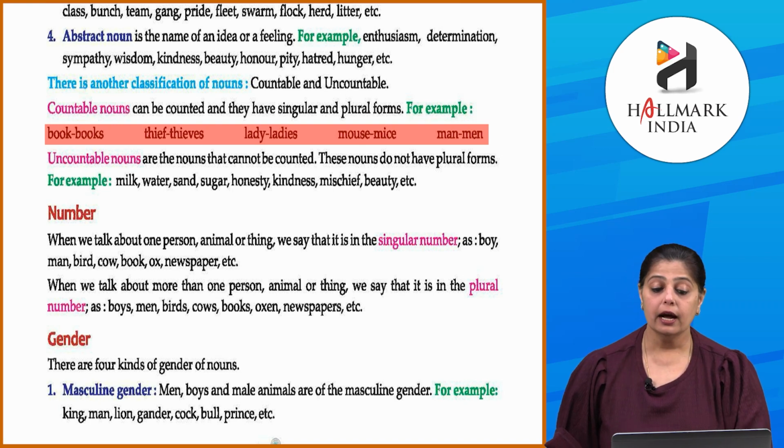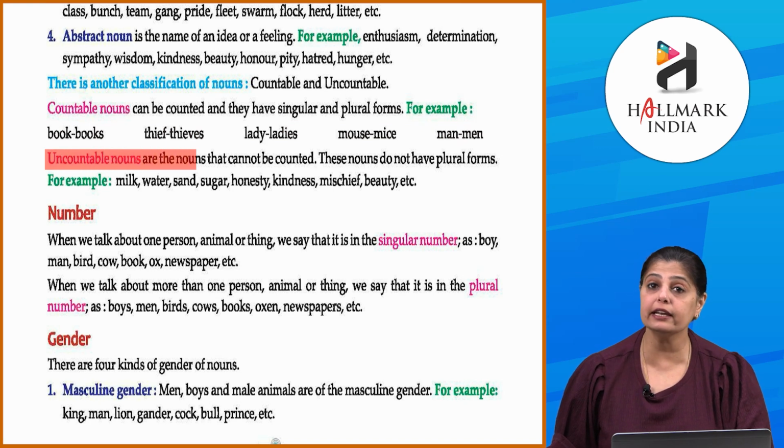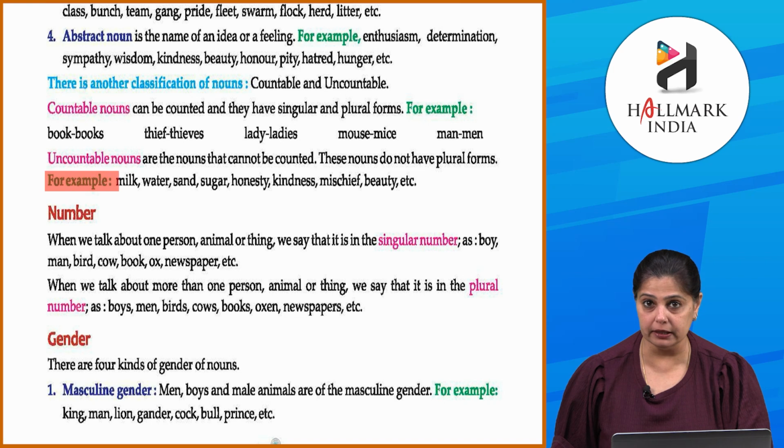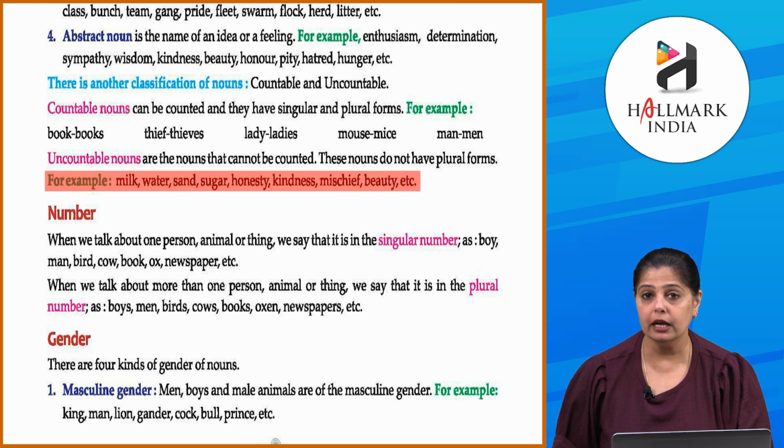We can count them. Uncountable nouns are the nouns that cannot be counted. We cannot count them. So these nouns do not have a plural form. They stay as is. But we can always describe them, okay? For example, milk, water, sand, sugar, honesty, kindness, mischief, beauty, etc. We cannot count them, but we can mention the quantity in numbers like, can I have 1 liter of milk? So milk word stays like that. Can I have a spoonful of sugar? That's how we mention the quantities of it.